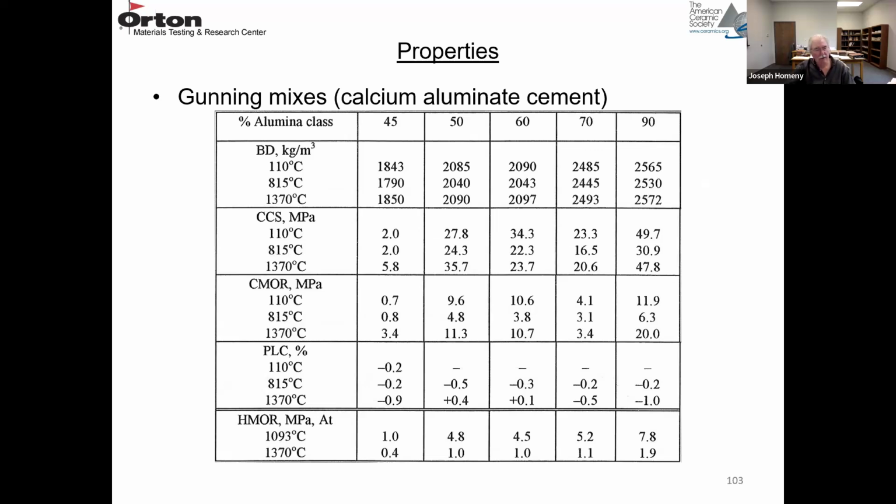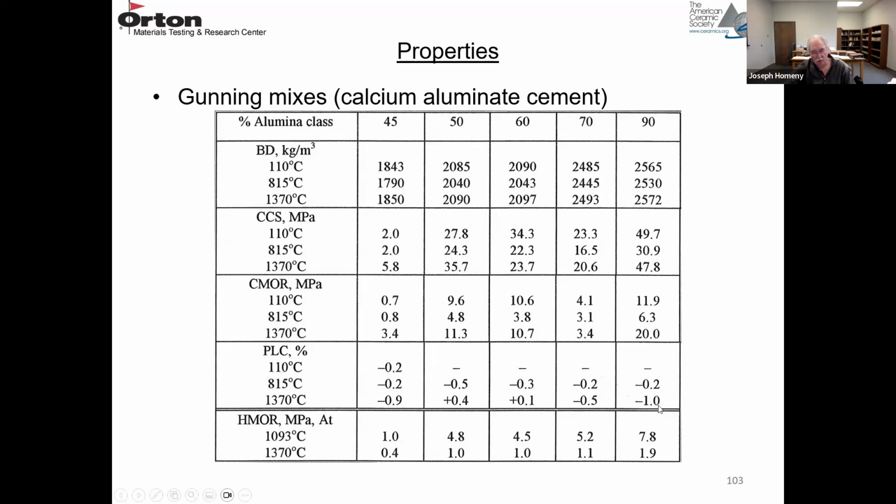And then I put in a gunning mix. So this gunning mix is based on a calcium aluminate cement. So we're going from 45 to 90% alumina. And the cold crushing strength, there's some decrease at the intermediate temperature. And you can also see the decrease in the cold MOR. Again, you're dehydrating the cement, you're destroying the cementitious bond, you're creating porosity. That's going to lower the strengths.